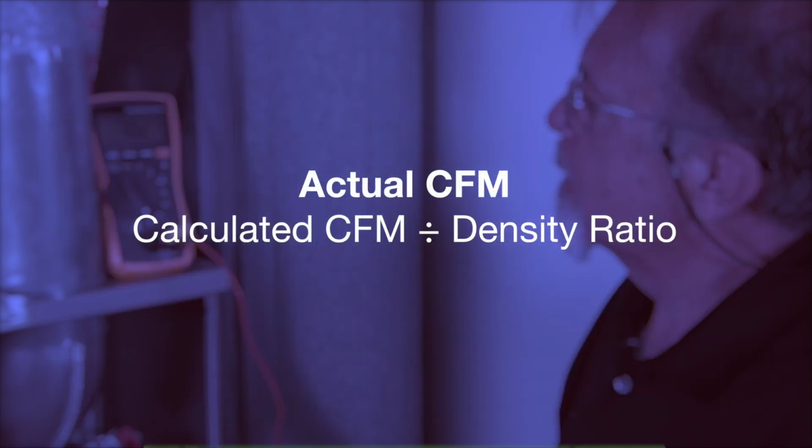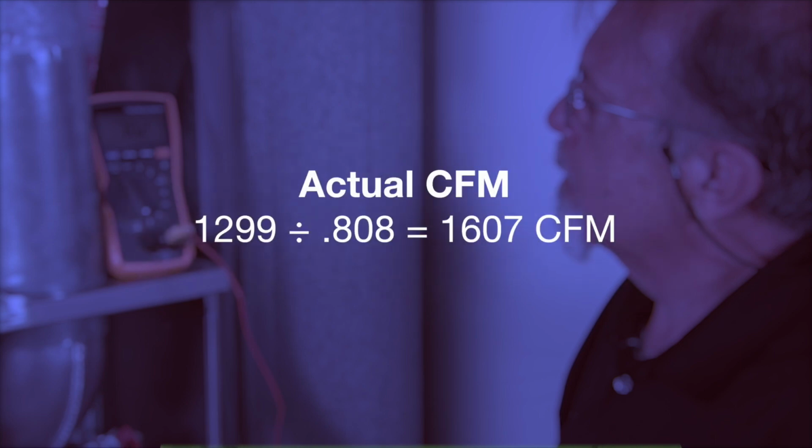To determine the actual CFM being delivered, divide the measured average calculated CFM by the density ratio factor. In this example, our calculated CFM of 1,299 divided by 0.808 equals 1,607 cubic feet per minute.